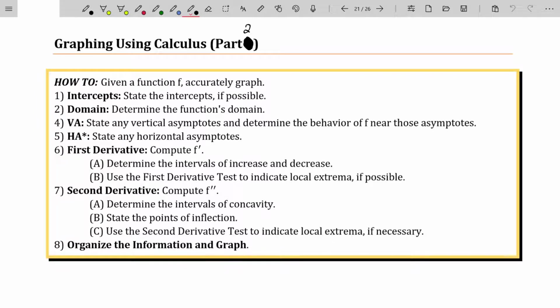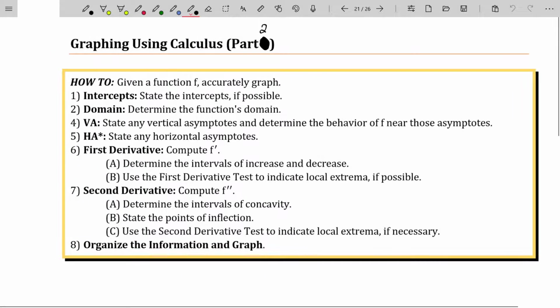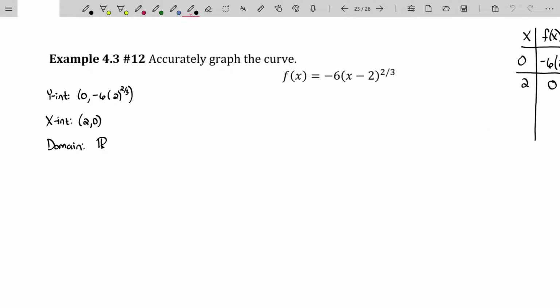Now, according to our list, we'll go on to the vertical asymptotes, if there are any, and then the horizontal asymptotes. These steps right here are what I think are the pre-calculus steps. So vertical asymptotes and horizontal asymptotes. However, I call them the pre-calculus steps, but they actually involve a little bit of calculus because you're using limits. But let's go back and see what I mean by that.